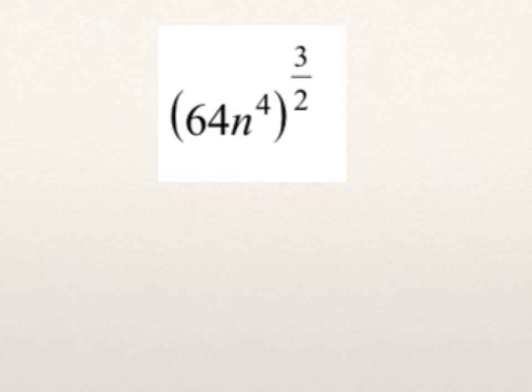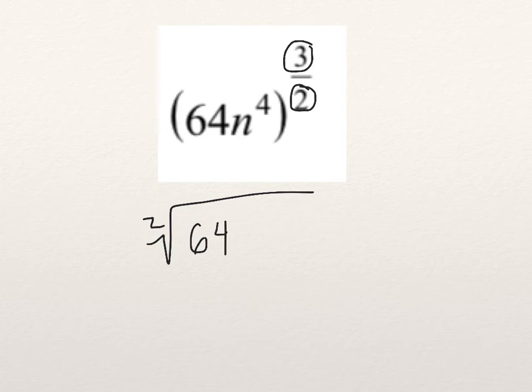So one way we can do it is we know that the 3 is going to be our exponent, so it can stay on top. And the 2 is our index, so the 2 would be right in front of our square root. So this would be the square root of 64 n to the 4, and the 3 just stays on top.